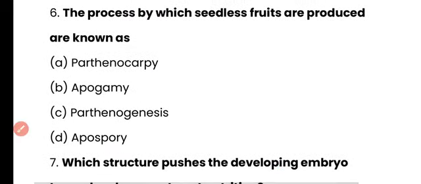Question number 6. The process by which seedless fruits are produced are known as parthenocarpy, apogamy, parthenogenesis, apospory. Correct answer is option A. Parthenocarpy is a process through which seedless fruits are produced.